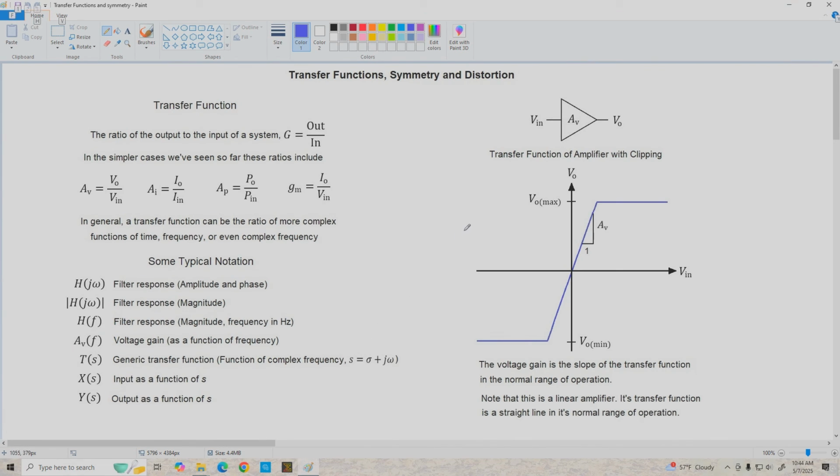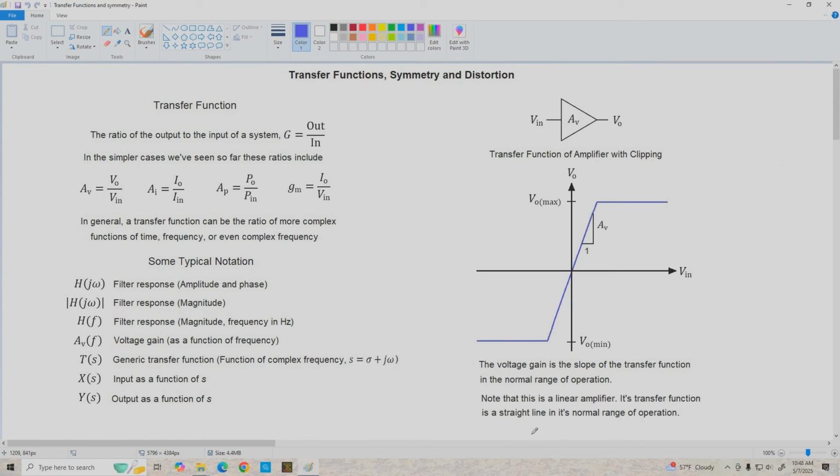Now, coming over to the right-hand side, we've got the symbol for a voltage amplifier shown here, and its transfer function is a graph of the output voltage versus input voltage. We'll assume it's a non-inverting amplifier, and if it's a real amplifier, we know it's going to clip at V_O max and V_O min, but between these two limits, it should behave linearly, and the slope of the line connecting these two limits is the voltage gain of the amplifier.